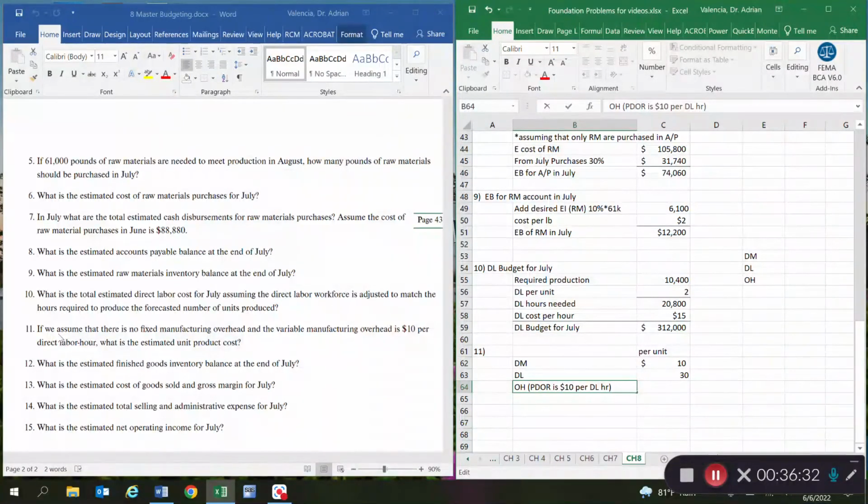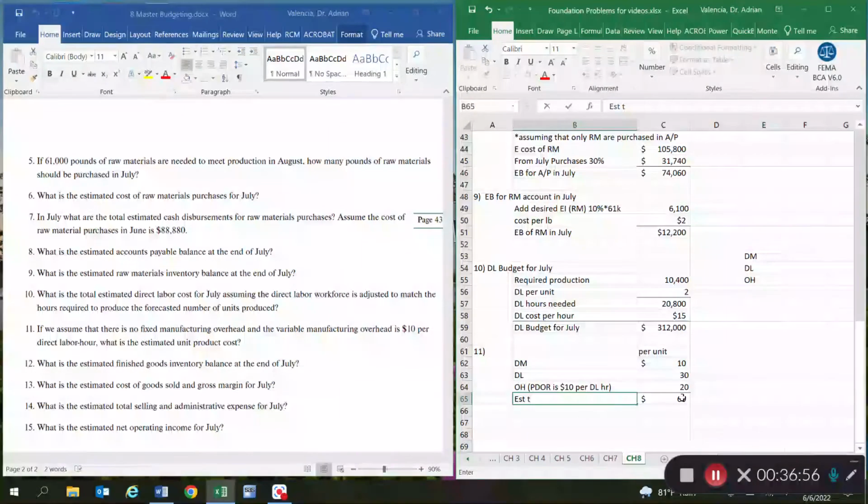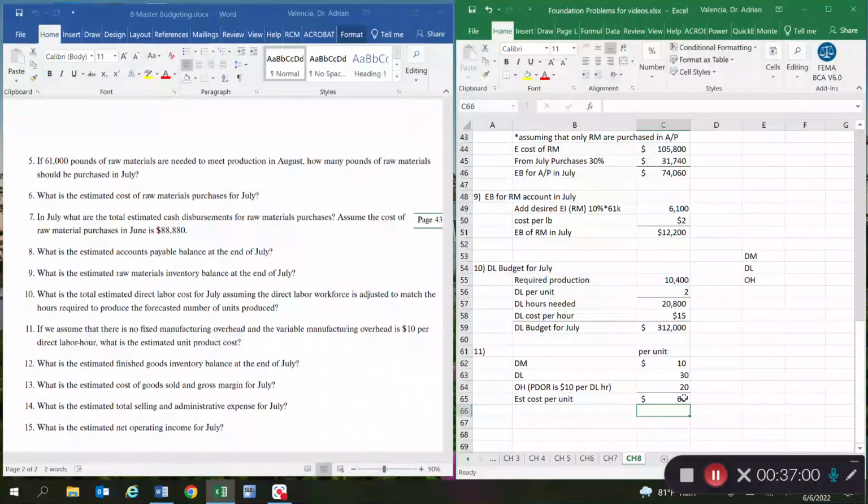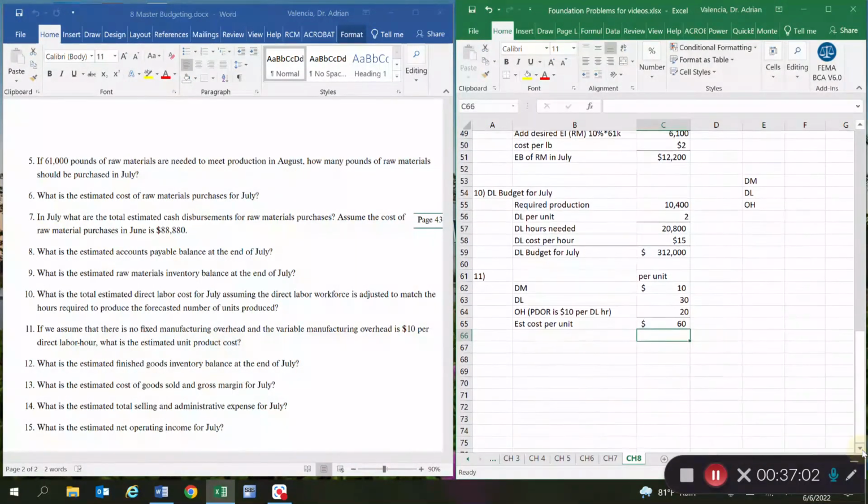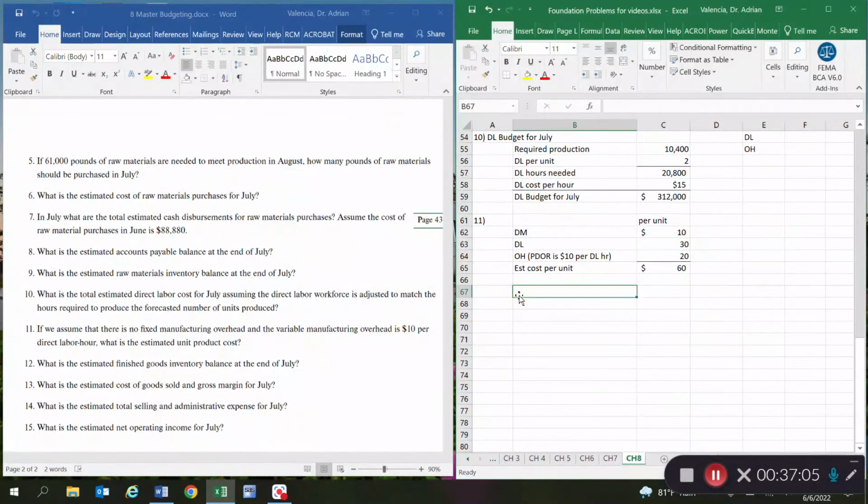So naturally, we know that there's 2 hours of direct labor. Okay, we knew that here. That's 2 hours. So we're going to apply 2 times 10, the overhead rate, which is $20. So our estimated cost per unit is going to be $60. Okay, there's our final answer for 11.